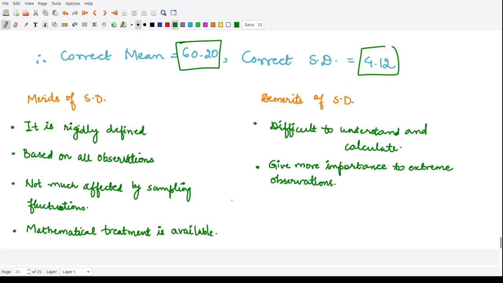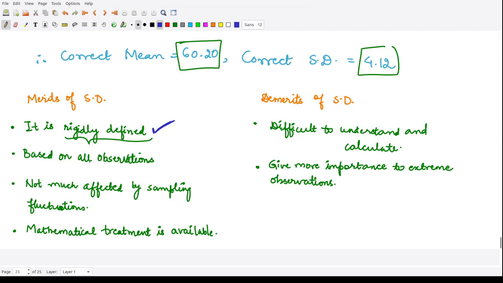Okay. Next let us discuss the merits of using the standard deviation. By now we have already understood very clearly what standard deviation is and how we can calculate it. The advantage of this method is that it is rigidly defined. That means it has a very crisp formula. So you obtain that formula and you obtain your measure of dispersion.